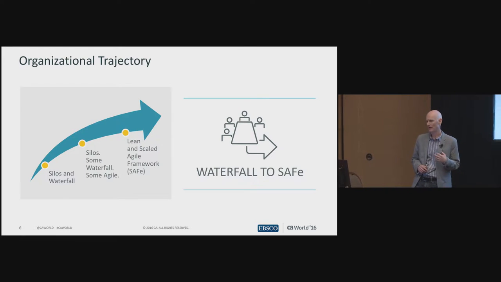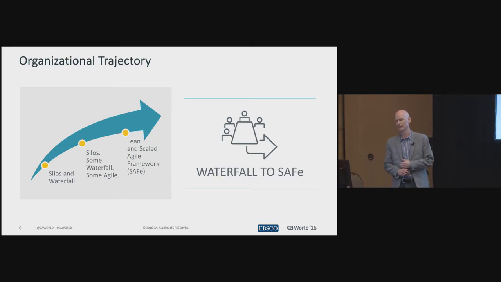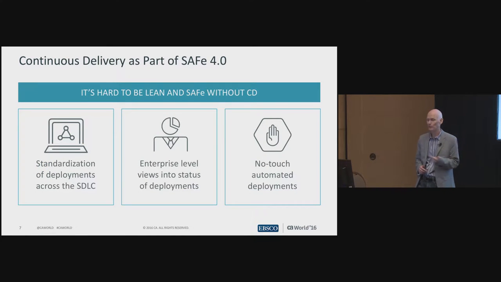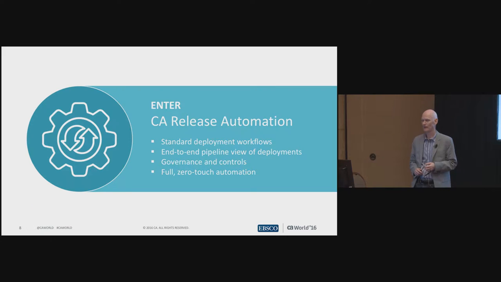Important to our adoption of SAFe is the implementation of continuous delivery to achieve standardization of our deployments across all of our environments, enterprise level views into the versions of our applications that are installed across our technology landscape, and ultimately, zero-touch automated deployments. We've got a ways to go before achieving all that, but that's what we're working towards. So we want to use CA release automation to help standardize our deployment workflows and work towards all of the benefits of end-to-end pipeline view of deployments and governance controls and so forth.